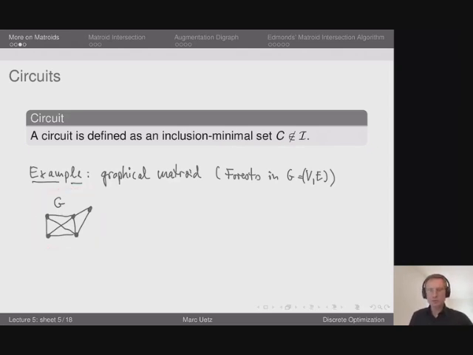First of all, what would be the independent sets of this graphical matroid? We know that that's the set of all subsets of edges which do not contain a cycle. And now what are the inclusion minimal sets which are not independent? Well, that would be the cycles themselves.